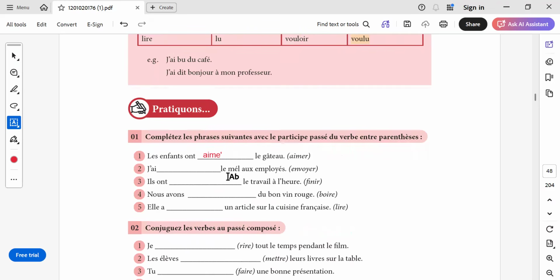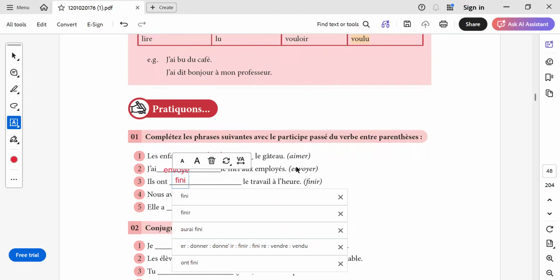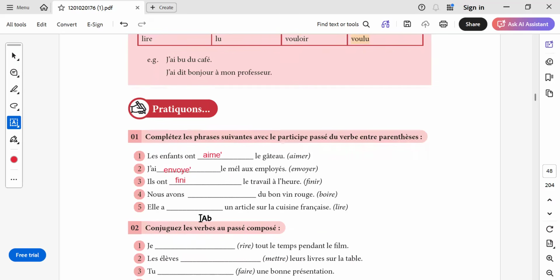J'ai envoyer le mail aux employés. Envoyer is the verb. Just now we read that spelling is envoyé with E accent. Ça va? Donc, j'ai envoyé le mail aux employés. Ils ont finir le travail à l'heure. Now here we have IR ending verb. So we remove IR, add I, it gives you fini. Ils ont fini. Ils ont fini le travail à l'heure.